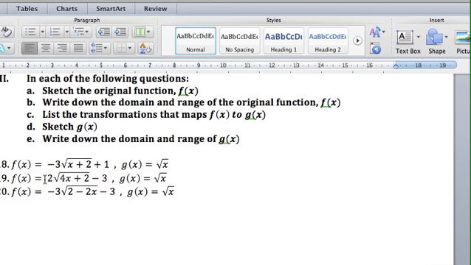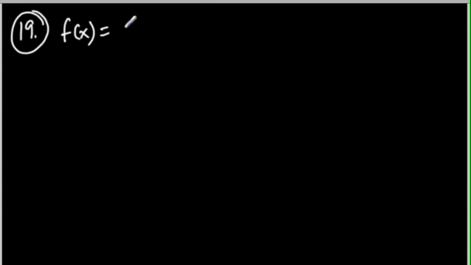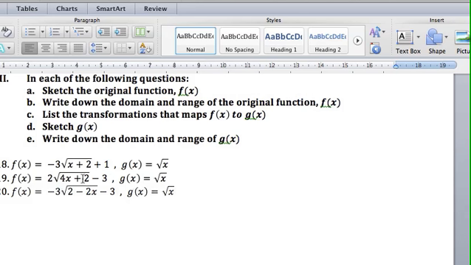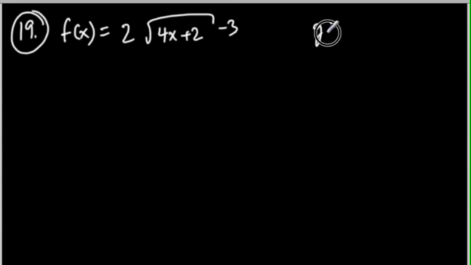So for number 19, we're basically going from f of x, which is 2 square root of 4x plus 2 minus 3. Let me just make sure that's right. And then we're trying to go to g of x, which is the square root of x.